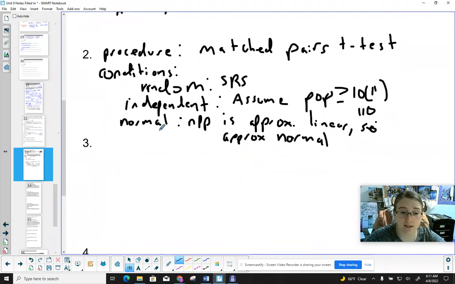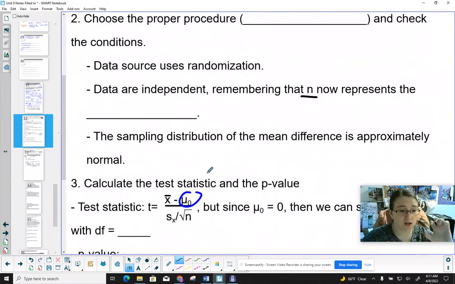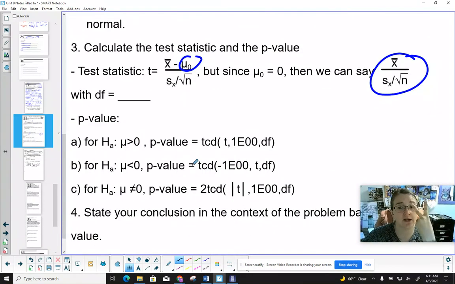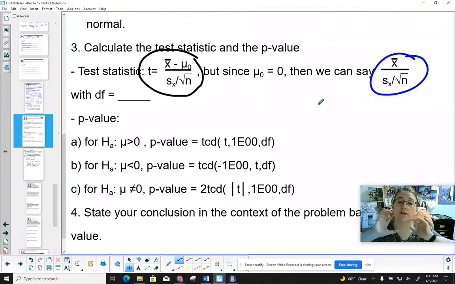Okay, number 3, so here's where we get into the meat of it. So once you've checked your conditions, you need your test statistic and your p-value. Those are your next 2 things. Now again, with our test statistic formula, we know that for t, this is the formula we've been using for means. It's just that when you're doing matched pairs, the mean in the hypotheses will always be 0, and so that ends up going away. So when you're doing a matched pair, the formula does not change. It's just that it's going to become this because the mean from your hypothesis is 0.